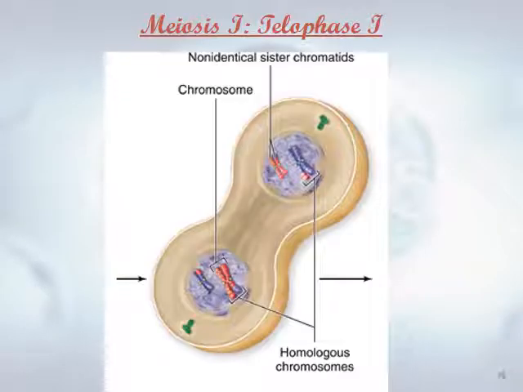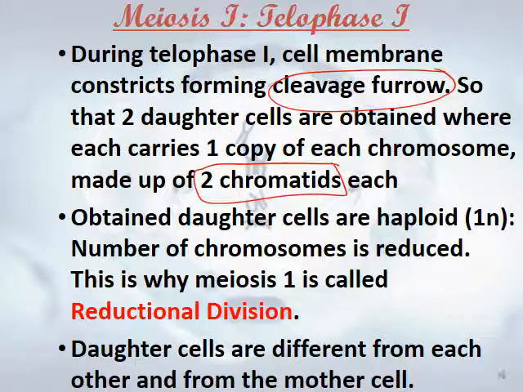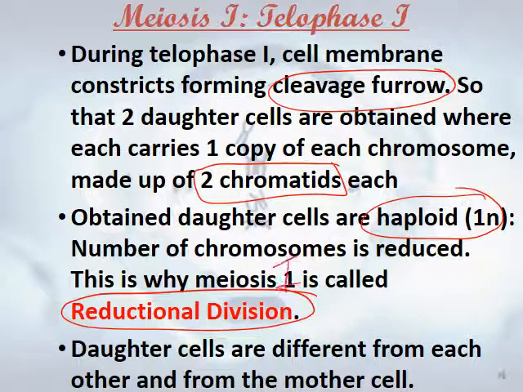Telophase 1. What will happen in telophase 1? During telophase 1, the cell membrane constricts, forming a cleavage furrow. 2 daughter cells are obtained, where each carries 1 copy of the chromosomes, each of 2 chromatids. The obtained daughter cells are haploid. The number of chromosomes is reduced here. That's why meiosis 1 is called reductional division. So meiosis 1 is called reductional because the number of chromosomes is reduced.